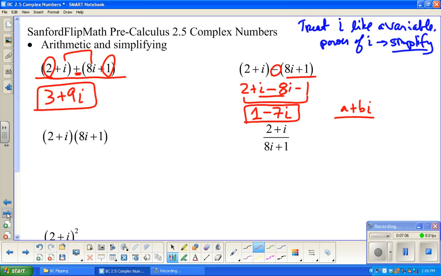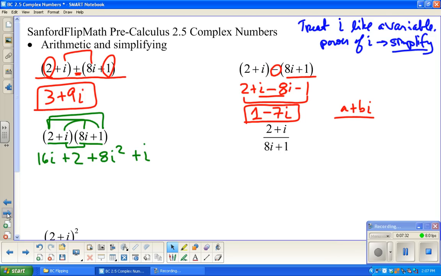Okay. All right, looking at the next one. Well, I have a binomial times a binomial, so I need to distribute everything, or some people use FOIL. So first times first, this is 16i. Outer, 2 times 1. Inner, 8i squared. And last times last will be i.